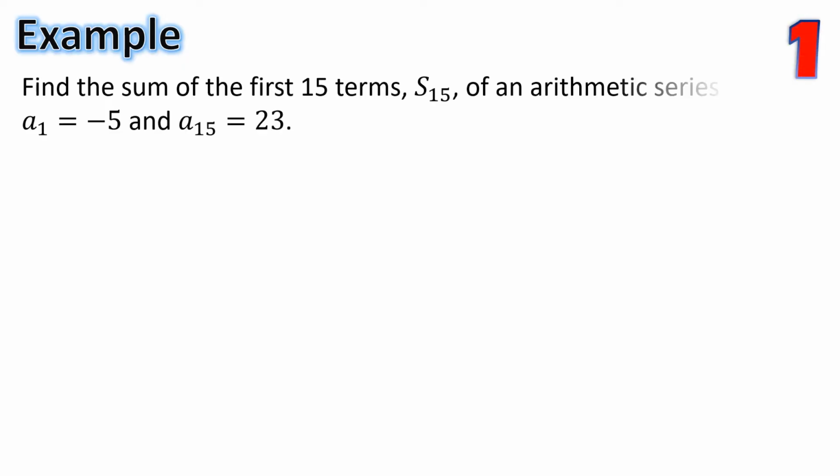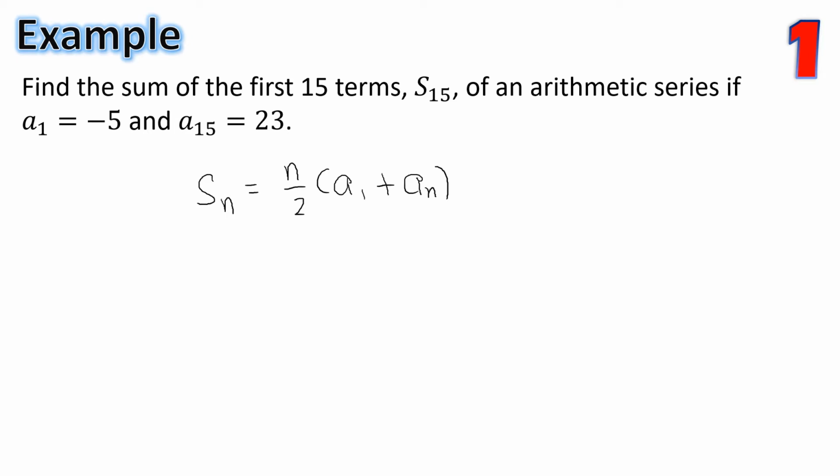Let us have some examples. Find the sum of the first 15 terms, S sub 15, of an arithmetic series if a sub 1 equals negative 5 and a sub 15 equals 23. In here, we are given a sub 1 and a sub 15, that is a sub n. So we can use the first formula, and let us recall that S sub n is equal to n over 2 times the quantity a sub 1 plus a sub n.